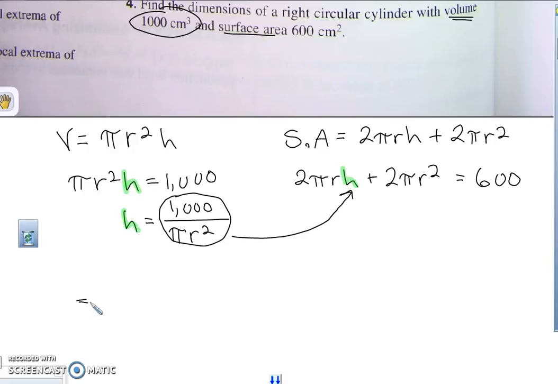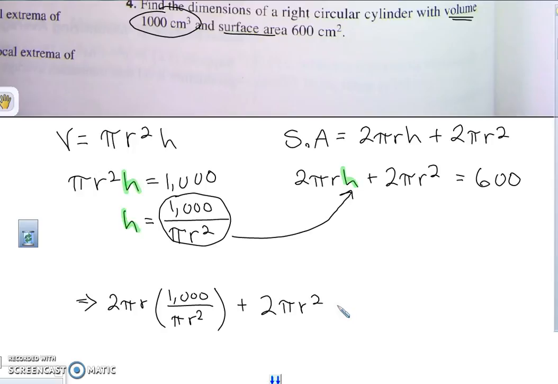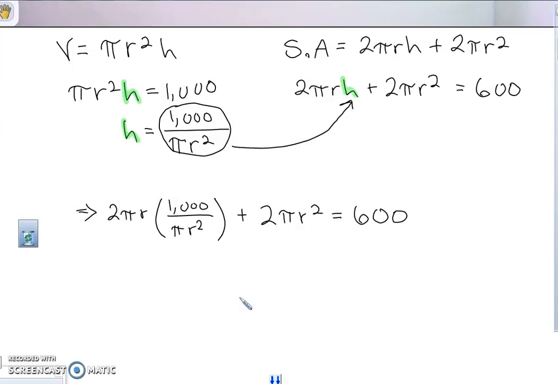So what I now have is 2 pi r times 1000 over pi r squared, plus 2 pi r squared equals 600. Okay, and go ahead and simplify this.